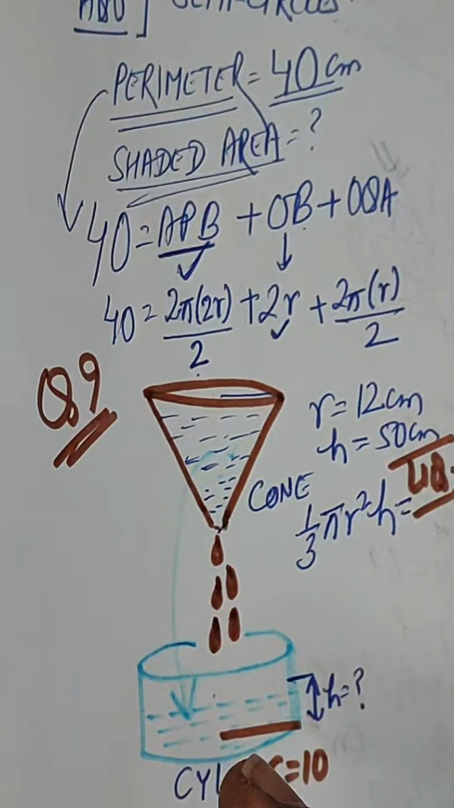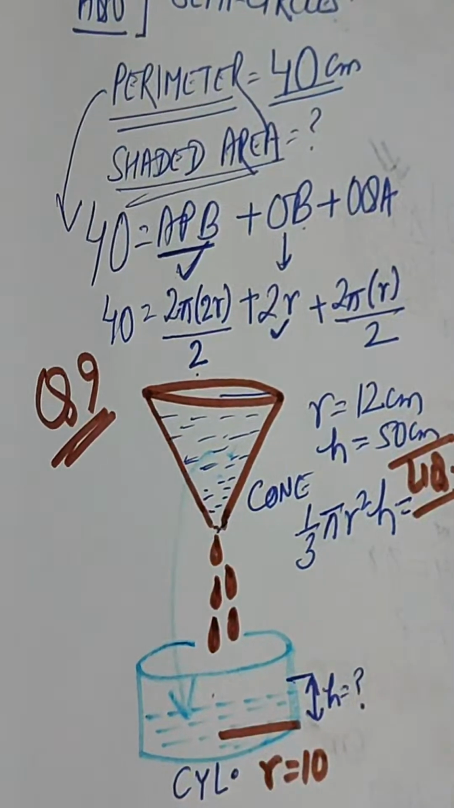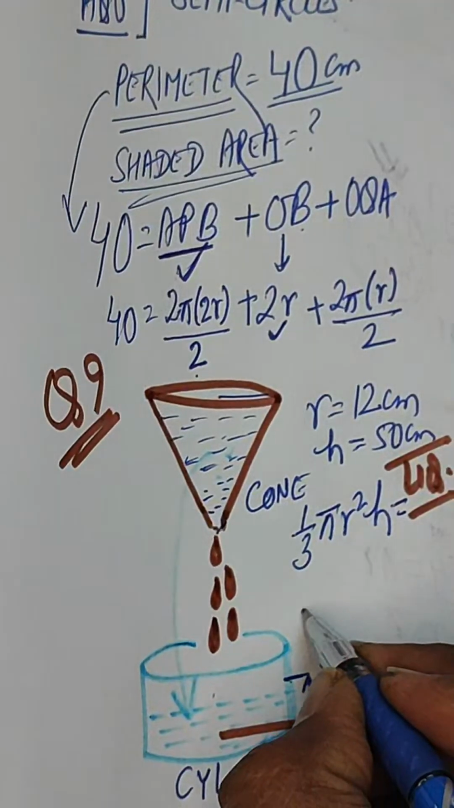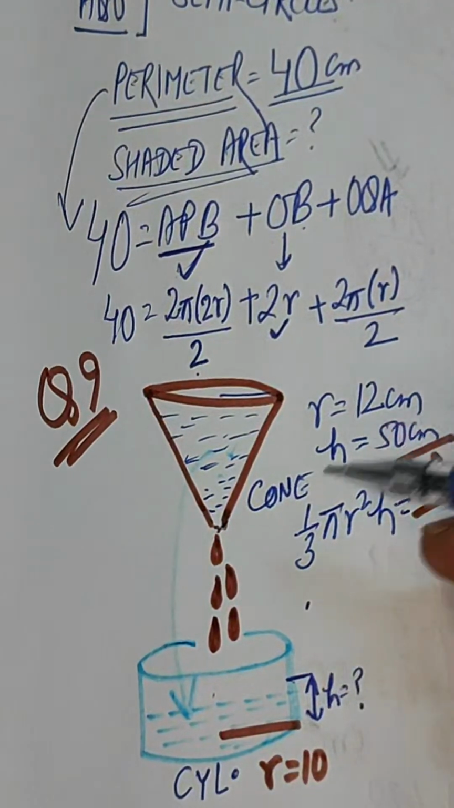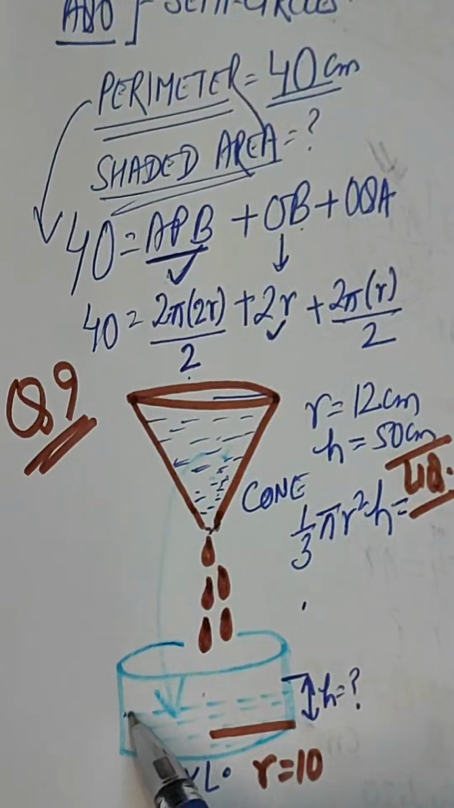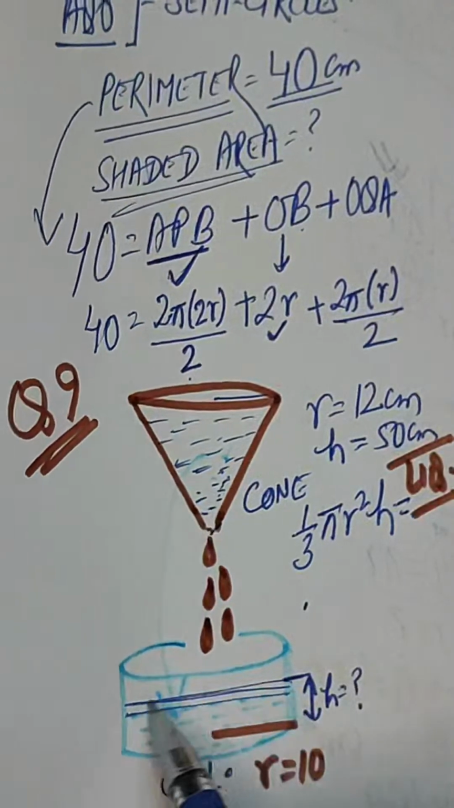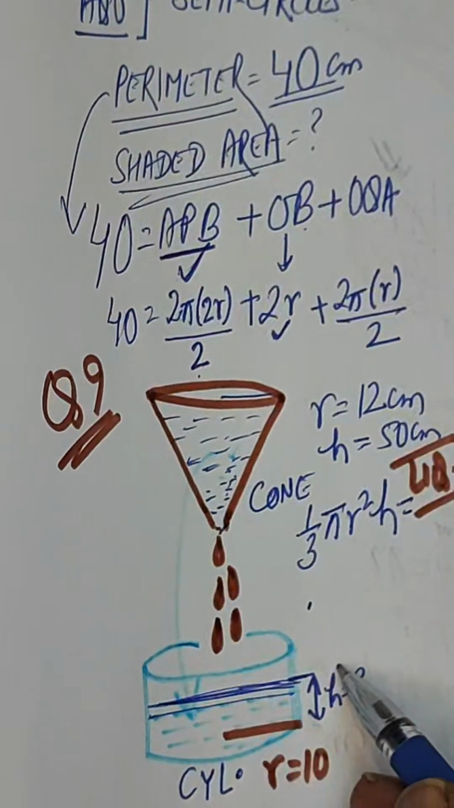And what is the volume of a cylinder? Volume of the cylinder, it's very easy. Volume of the cylinder is pi r square h. So whatever water there is in the cone is coming into the cylinder, and this is filling up to a certain height only. This height is h. Mind it, this height is h.